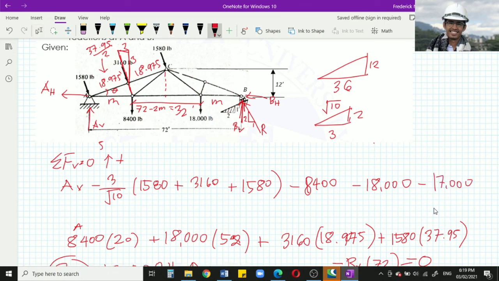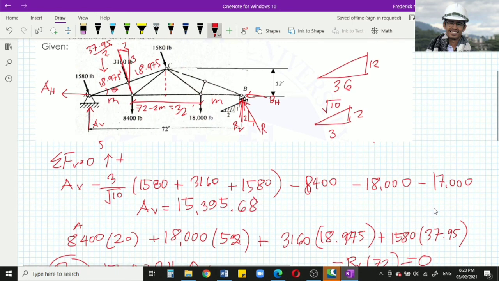pounds. Therefore, yung AV natin, AV is equal to 15,395.68. Okay? So, nakuha na natin yung value ng ating A vertical. Okay? So, this is the value of A vertical. And then, solving for A horizontal. So, pwede tayong mag summation forces horizontal naman. Okay?